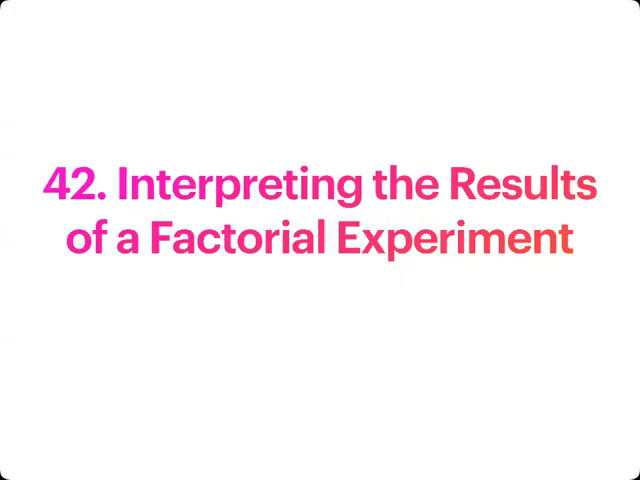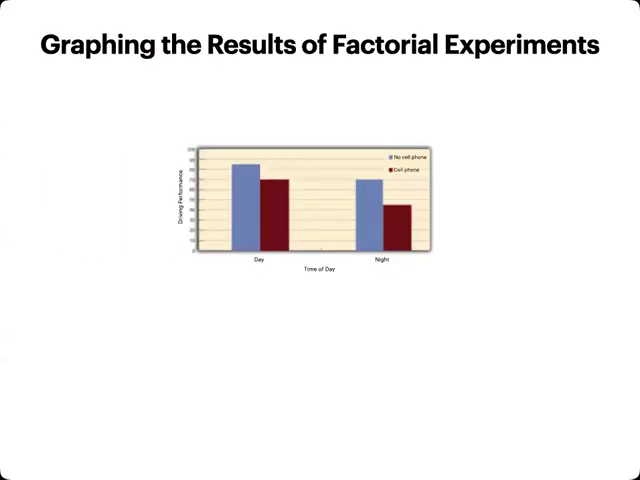42. Interpreting the results of a factorial experiment. I think this is the last section. The graph shown on the slide depicts the results of a hypothetical factorial experiment with two independent variables.